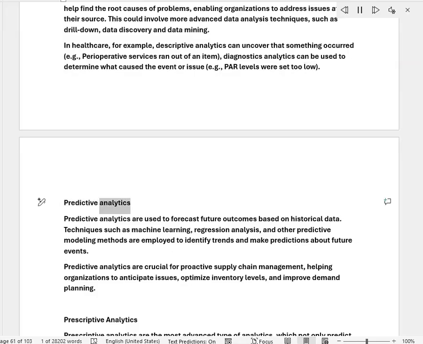Predictive analytics. Predictive analytics are used to forecast future outcomes based on historical data. Techniques such as machine learning, regression analysis, and other predictive modeling methods are employed to identify trends and make predictions about future events. Predictive analytics are crucial for proactive supply chain management, helping organizations to anticipate issues, optimize inventory levels, and improve demand planning. Prescriptive analytics.